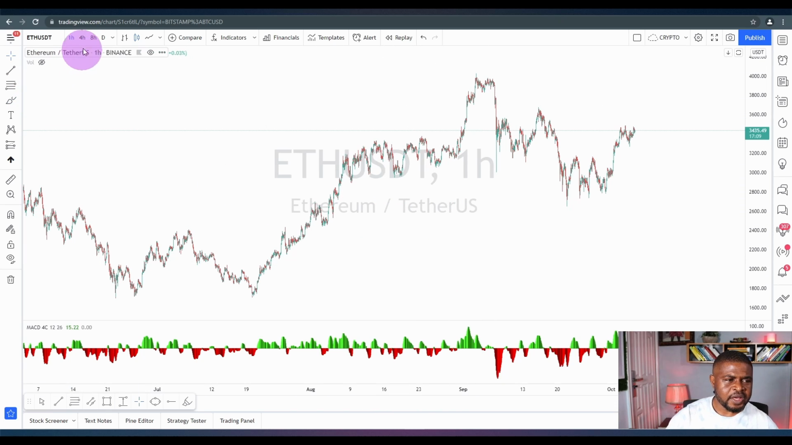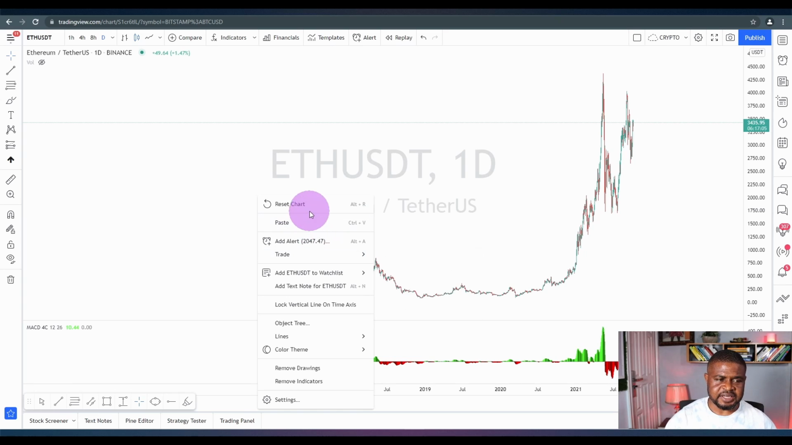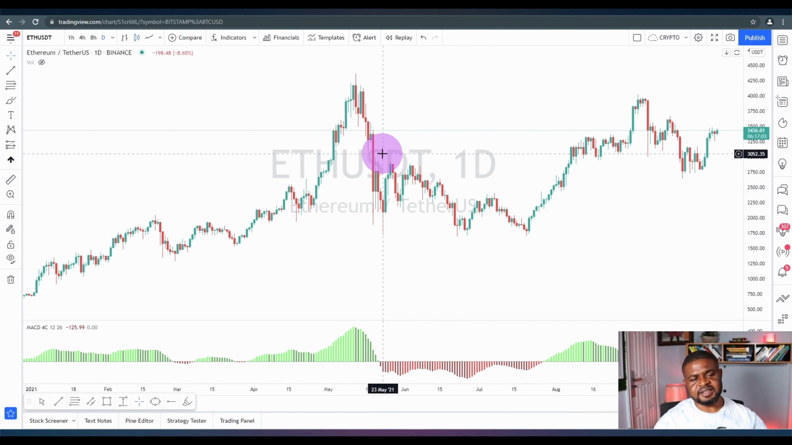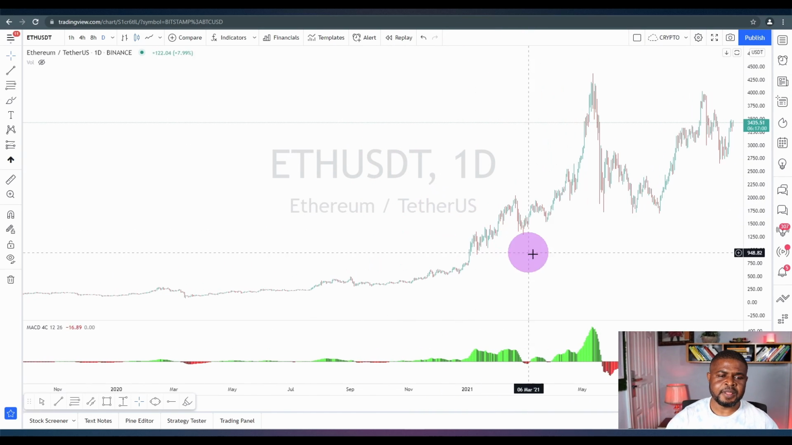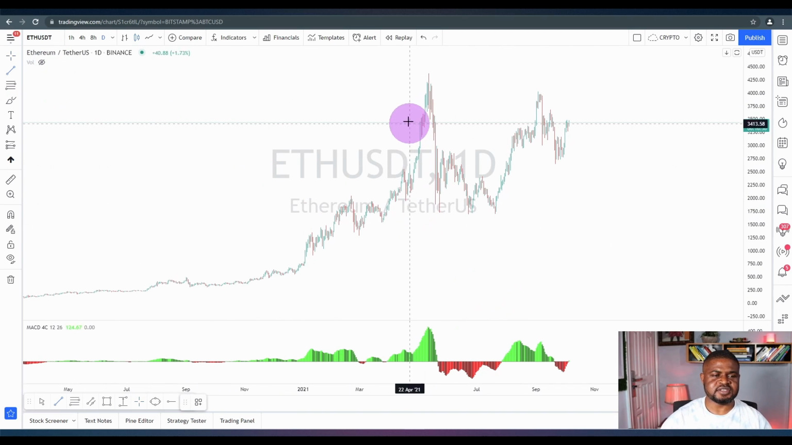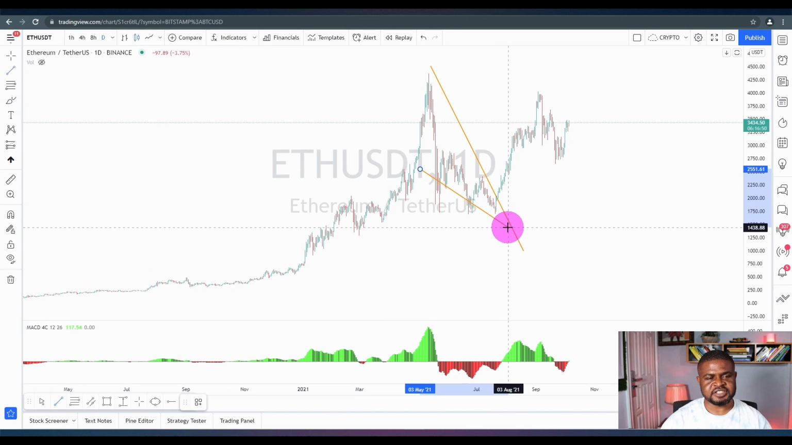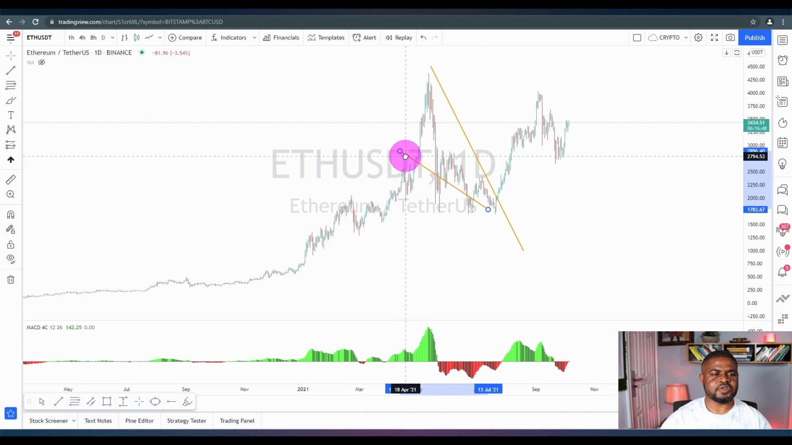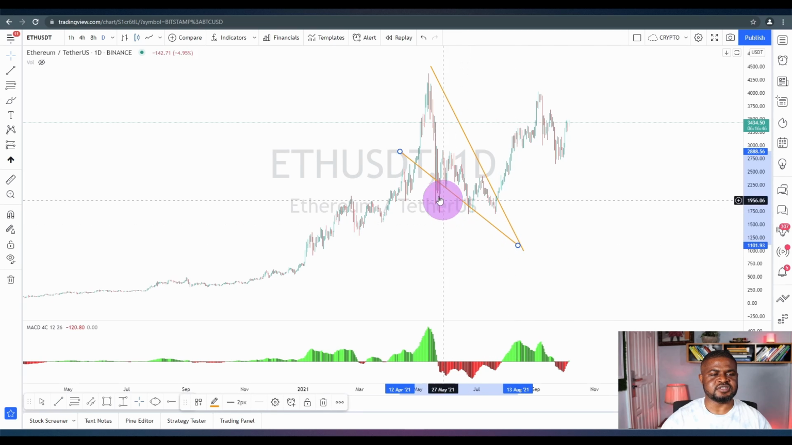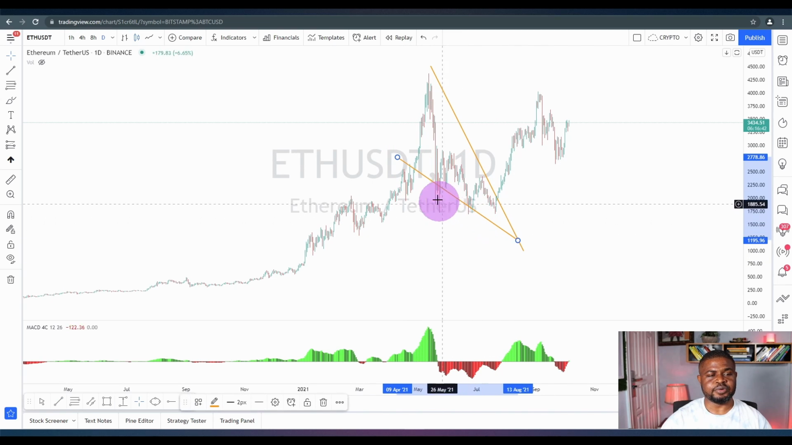Ethereum, what do we have here? Let's go to the higher time frame. That's top down analysis, analyzing from the higher time frame to the lower time frame, right? Of course, what can I see here? A similar pattern to Bitcoin is here. There's already a break of what I would call a major downtrend, right? And there is here a falling wedge that got broken, right?